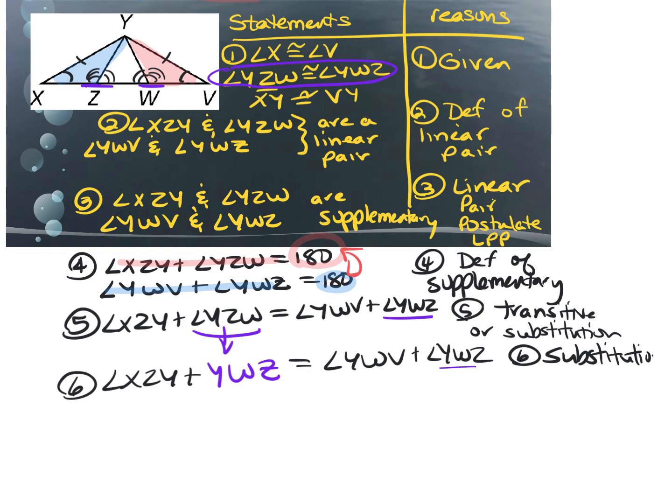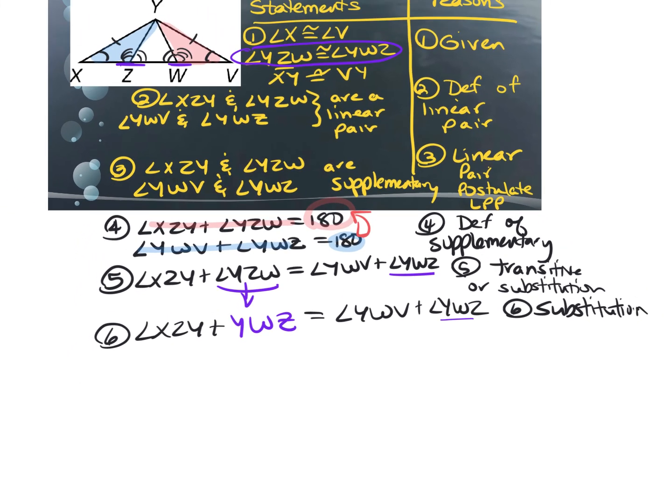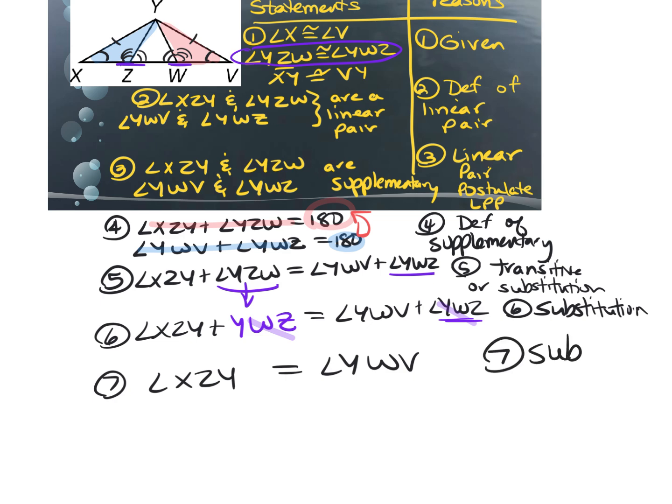The reason why I wanted to substitute that is now I can use my subtraction property of equality, and I'm going to subtract this from both sides. And now I can show that angle XZY is equal to YWV. And this is my subtraction property of equality.